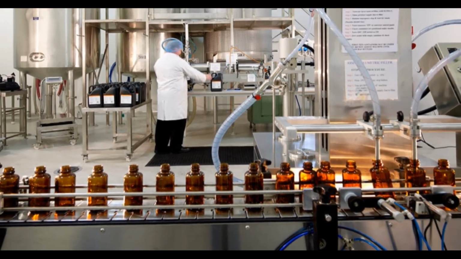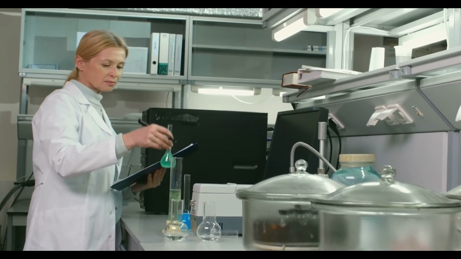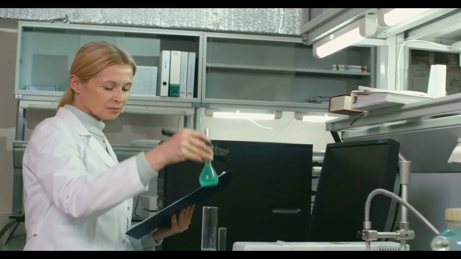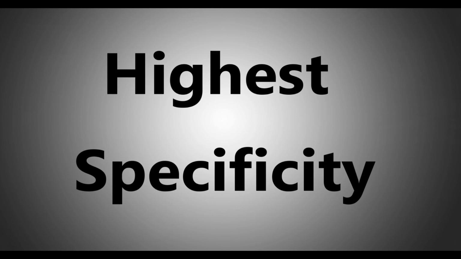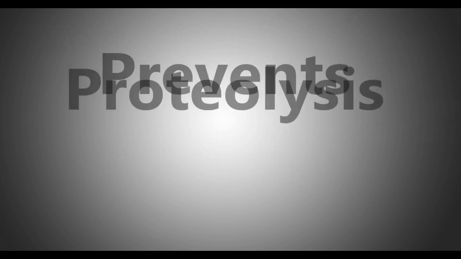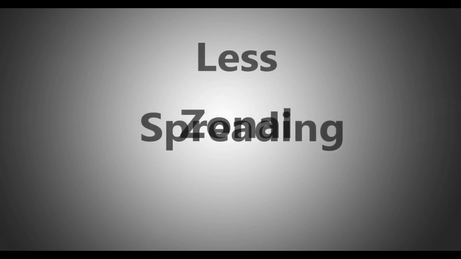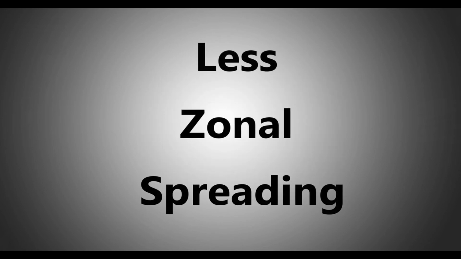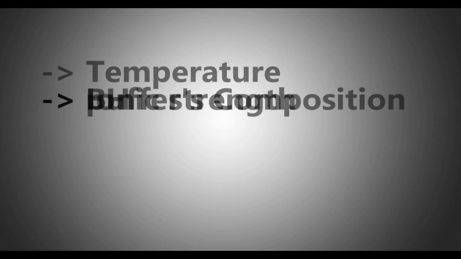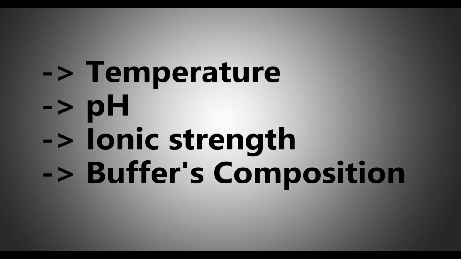Sixth, in pharmacy and other research work where they require high purity, it can be achieved by affinity chromatography. Seventh, high specificity is achieved with affinity chromatography. Eighth, for increasing the solubility. Ninth, it prevents proteolysis. Tenth, the elution column is related to molecular weight. Eleventh, in affinity chromatography there is less zonal spreading compared to other techniques. Twelfth, it does not depend on the temperature, pH, ionic strength and buffer composition.